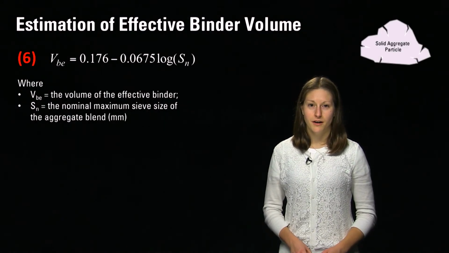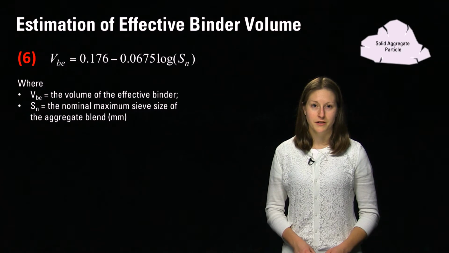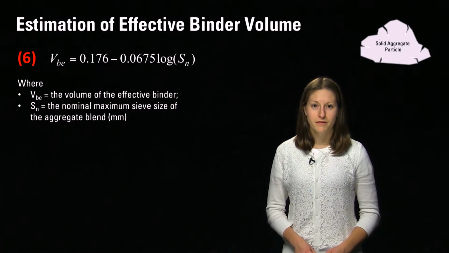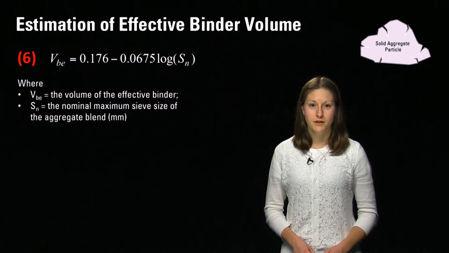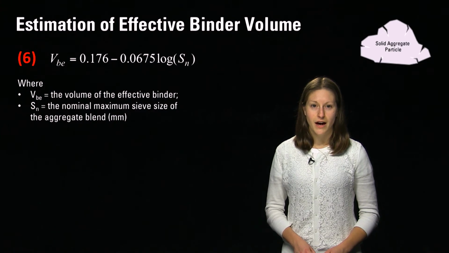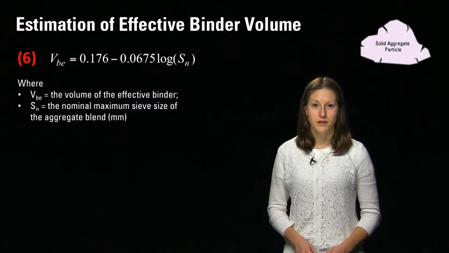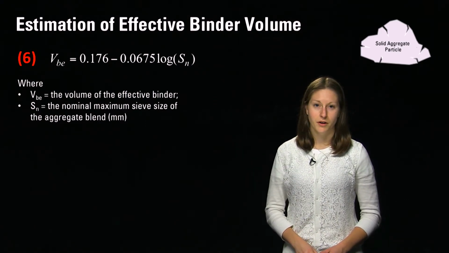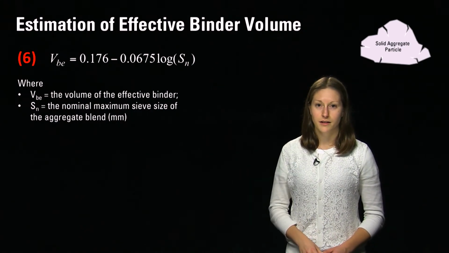Next, we will estimate our required effective asphalt binder volume. Our effective binder volume represents all of the asphalt binder minus that which is absorbed by our aggregate particles. Our required effective binder volume to glue our aggregate particles together is a function of our aggregate size. Smaller aggregate particles will have a higher surface area per unit volume than larger particles.